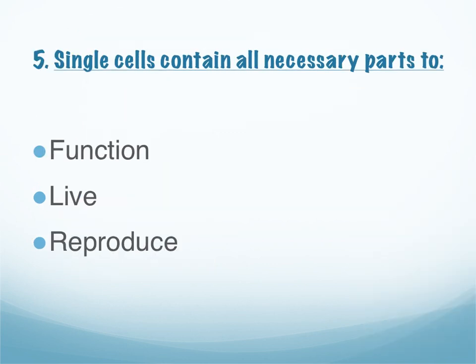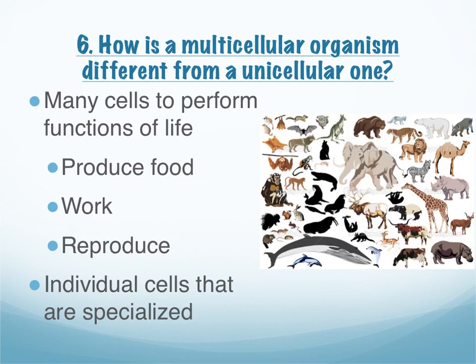Single-celled organisms contain all the necessary parts to function, meaning carry out all the processes necessary for life. Of course, they're able to live on their own. They don't need other cells to help do things for them. They can do everything on their own. And they have the ability to reproduce. So this is something that must be necessary for single-celled organisms to do: function, live, and reproduce. And they have all the necessary parts within their cell membrane to do that.